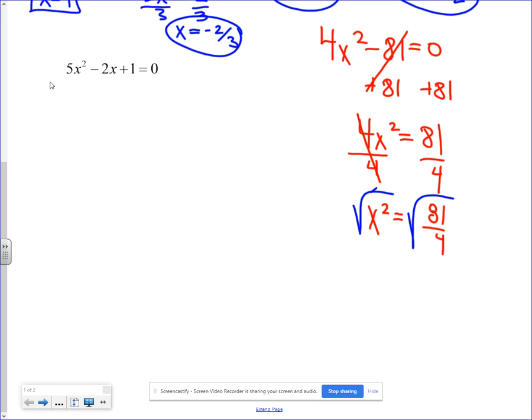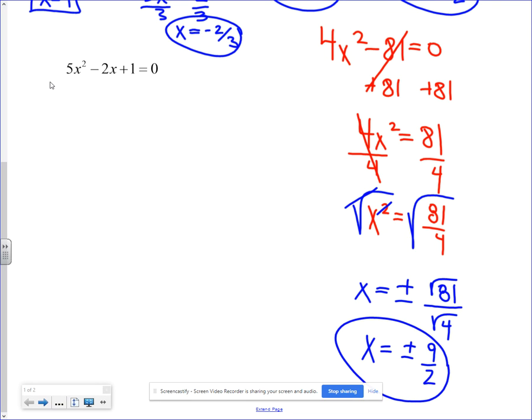The square root of x squared is just x. But whenever you do the square root method, you got to put plus and minus on your answer. So this will be plus or minus the square root of 81 over the square root of 4. So we get x equals positive or negative 9/2. And those are the two roots that we got when we solved it by factoring.